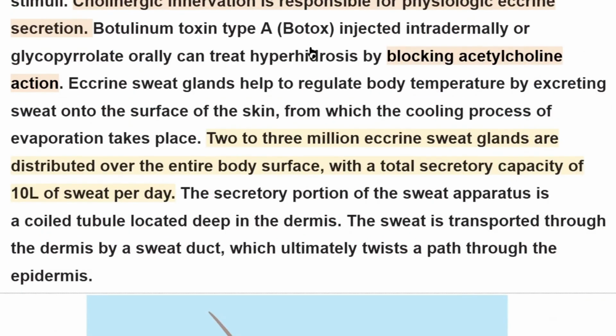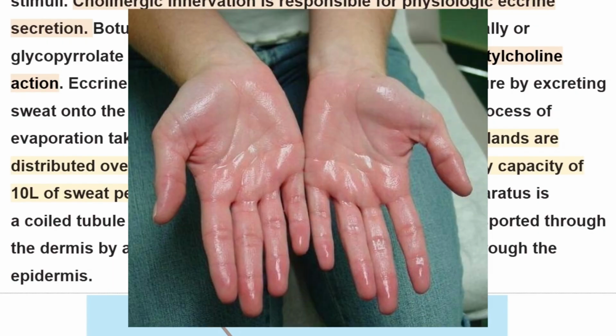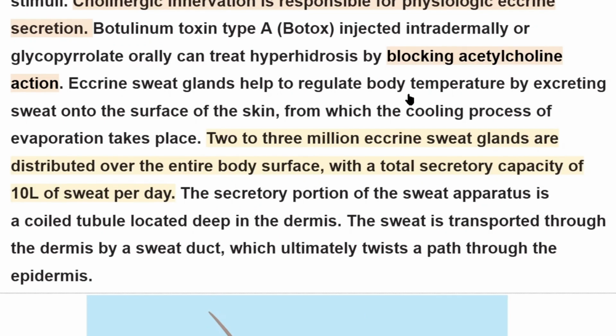Botulinum toxin type A, or Botox, injected intradermally, or glycopyrrolate orally, can treat hyperhidrosis by blocking acetylcholine action. Eccrine sweat glands help to regulate body temperature by excreting sweat onto the surface of the skin, from which the cooling process of evaporation takes place. Two to three million eccrine sweat glands are distributed over the entire body surface, with a total secretory capacity of 10 liters of sweat per day.